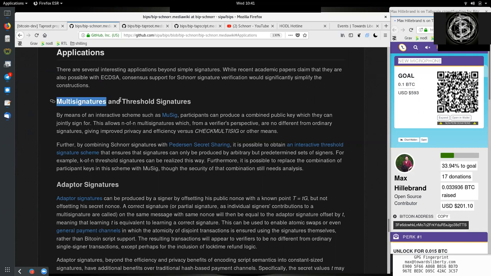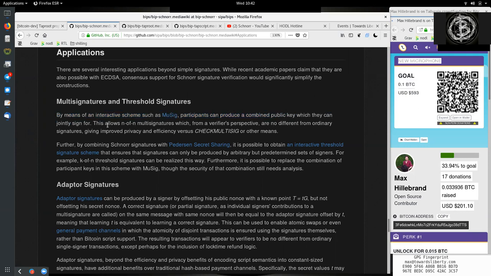So, getting right into multi-signatures and threshold signatures. By means of an interactive scheme such as MuSig, participants can produce a combined public key, which they can jointly sign for. Okay, so each participant has their own unique individual private key, and they can compute their individual public key. But then they can also combine their individual public keys into an aggregated public key. And then they can also, with their individual private keys, produce valid individual signatures. And when those signatures are over the same message, they can aggregate the signatures so that they will represent the aggregated public key, which is very nice.